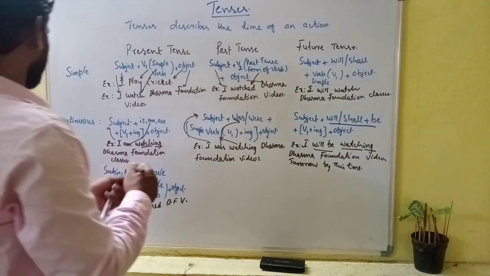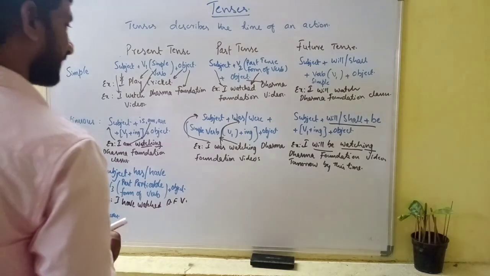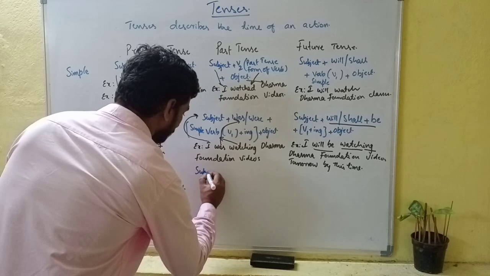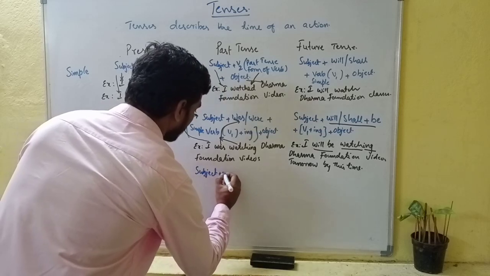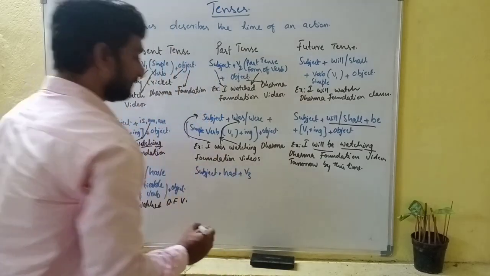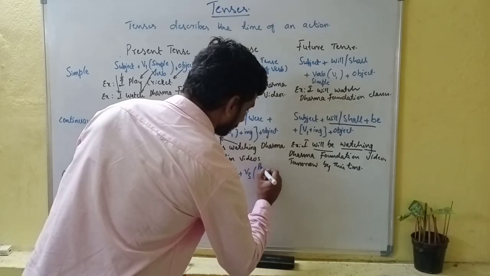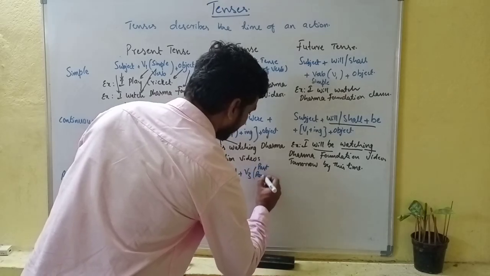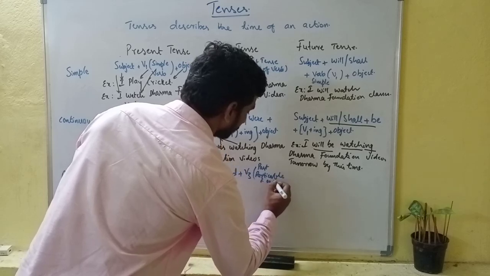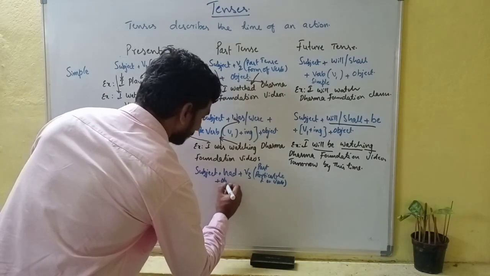Now let's come to the past perfect tense. The structure of past perfect tense is like subject plus had plus V3. V3 means past participle form of verb, plus object.